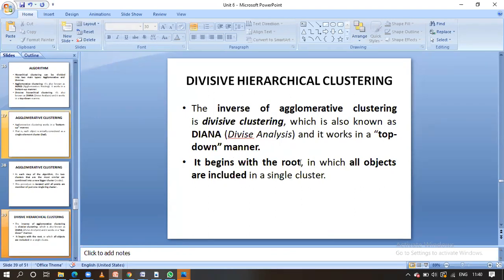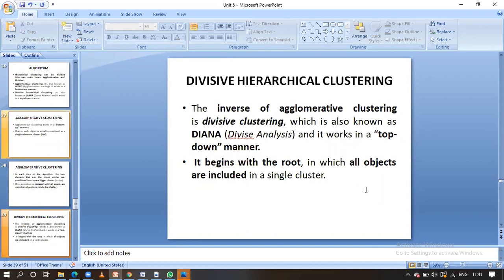We are going to begin here in the root node. In the root we will have all the objects in the single cluster, guys. The previous one is agglomerative hierarchical clustering. We are going to start from the bottom, that is the leaves. Then from the leaves, we form the clusters based on the similarities. Likewise we proceed to the top, that is the root. Finally in the root we will have all the objects. That is agglomerative hierarchical clustering.